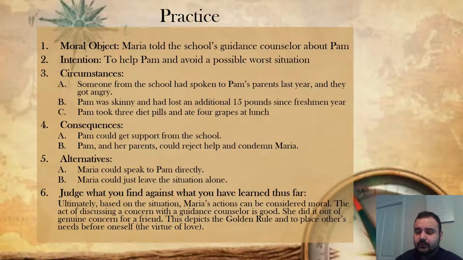So ultimately, based on what we've learned about morality, we might say that our actions could be considered moral. The act of going to tell the guidance counselor out of concern for a friend, we couldn't reasonably say is immoral. It might make certain people mad, but it wouldn't be immoral because what she is doing is looking out for her friend. She's depicting the golden rule, to treat others the way she'd want to be treated, to seek love and will the good for another. And sometimes friendship is having those difficult conversations, not putting someone down or judging them by any means, but being there, especially in those difficult situations, or at least making sure they can get help. So ultimately, we would say that the decision was moral.